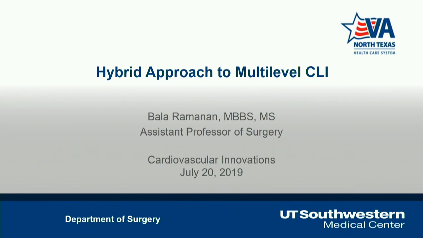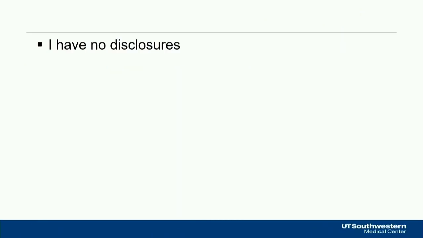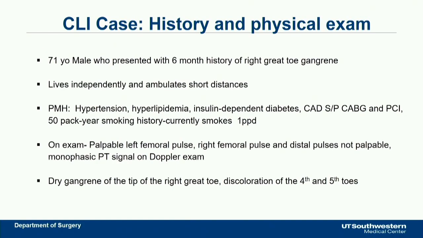I'm going to be talking about a hybrid case to highlight how it can be used for multi-level CLI. I have no disclosures. My patient is a 71-year-old male who presented with a 6-month history of a right great toe gangrene. He lives independently and ambulates short distances and has the usual comorbidities of hypertension, hyperlipidemia, diabetes, coronary artery disease, and a 50 pack-year smoking history.